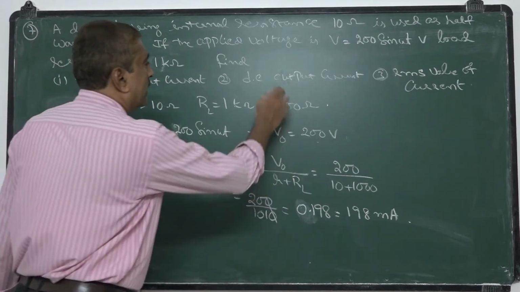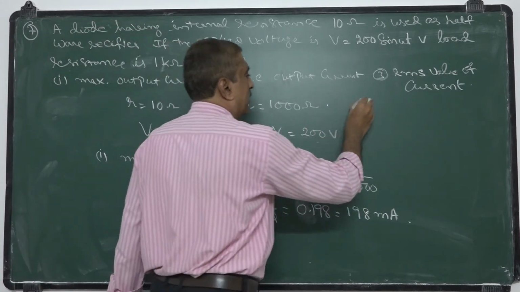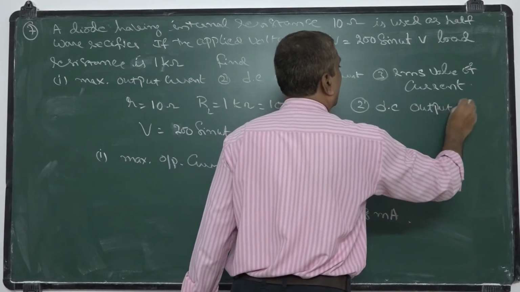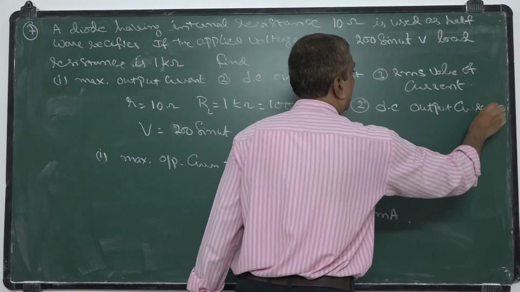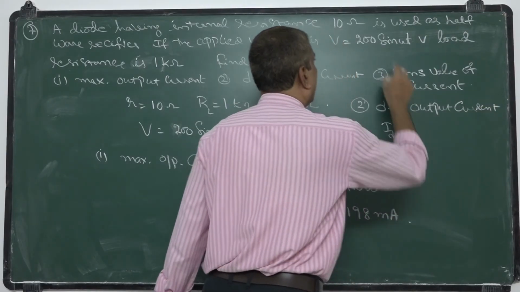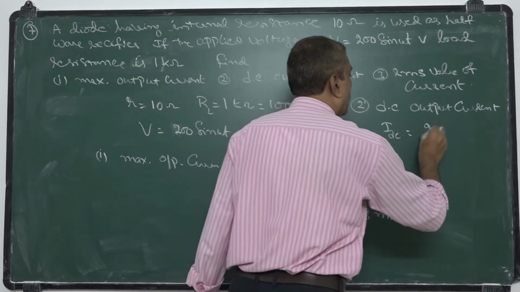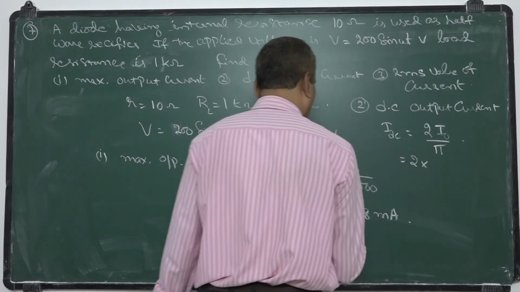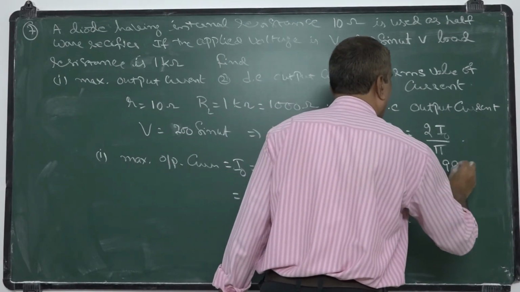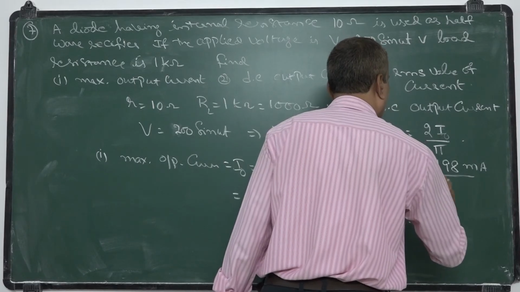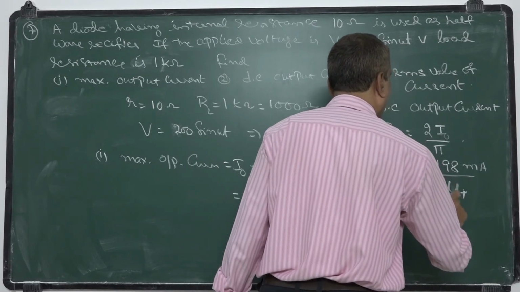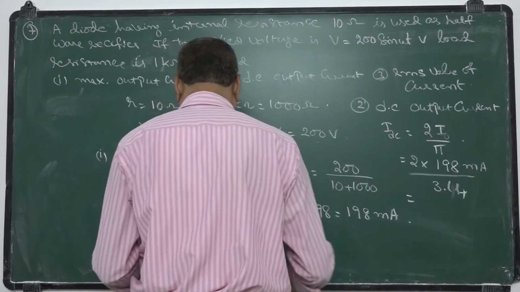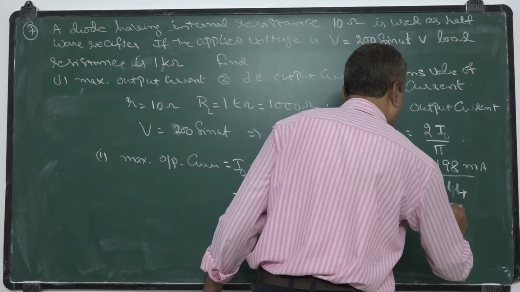Now second one, DC output current. DC output current, IDC is equal to, this is a full wave rectifier, so we have to write 2I0 by pi, that is 2 into maximum current is 198 milliampere by pi, 3.14. So calculating this we get 126.1 milliampere.